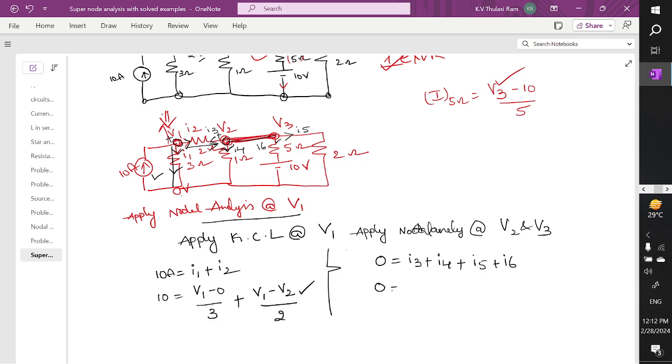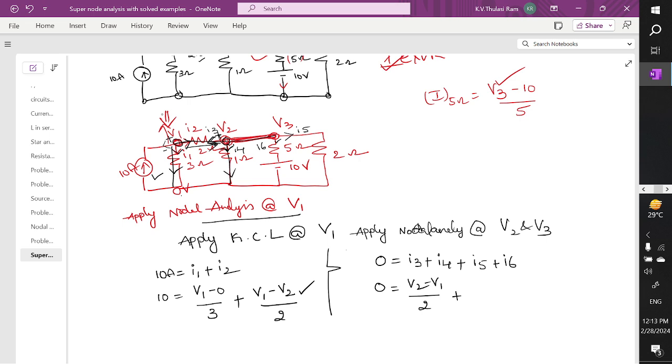So therefore you can write down 0 equal to, how to write down I3? Already I told how to write down the current I3. The current is leaving, so plus V2 is the leaving polarity. And what is the ending polarity? Somewhere here it is. So V2 minus V1 divided by 2 ohm. So how to write down I4? I want to write down the current in this branch.